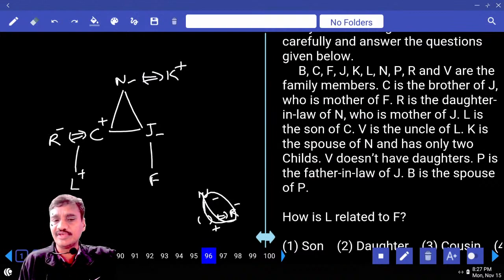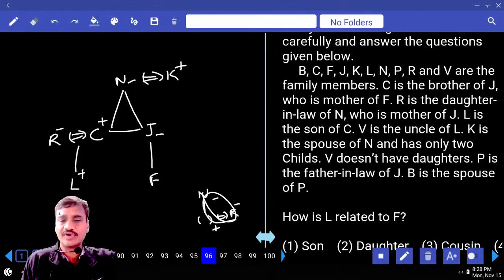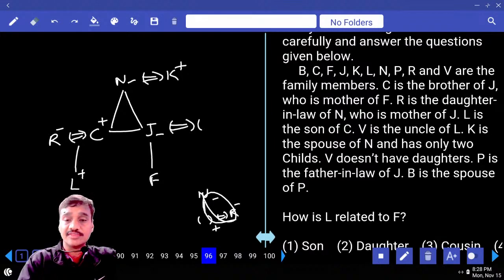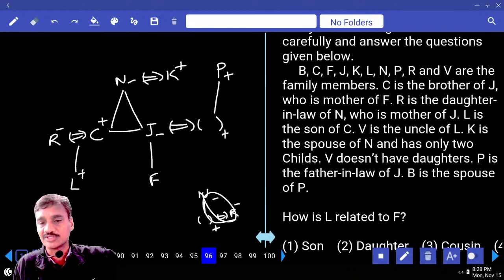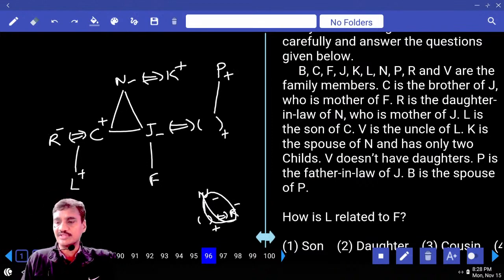Then who is this V? V is the uncle of L. V does not have daughters, and P is the father-in-law of J. Now this P is the father-in-law of whom? P is the father-in-law of J. That means J's husband's father is P, isn't it? That means husband's father. And P is the father-in-law of J.